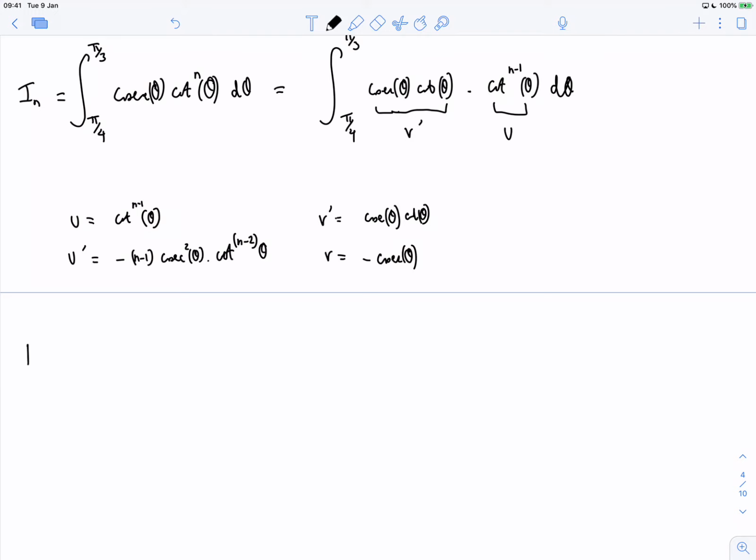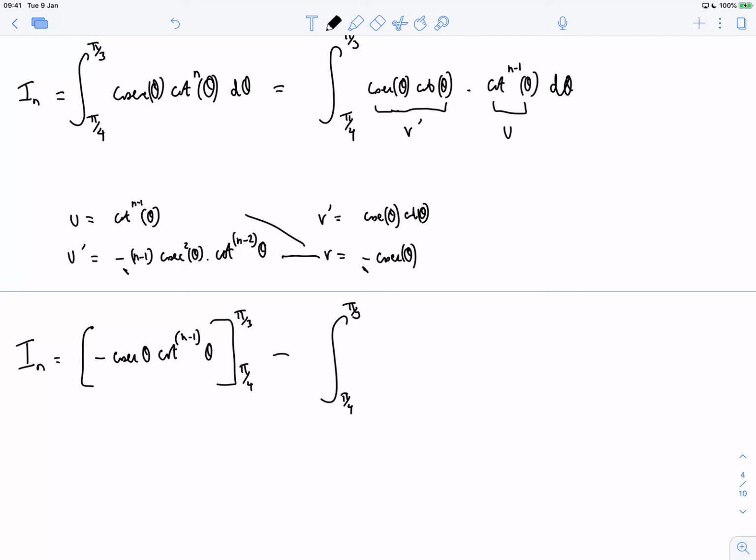Okay, so that means I of n will become u times v. So I've actually got minus cosec theta times cot to the n minus 1 theta, and this needs to be evaluated between pi over 3 and pi over 4, minus the integral between pi over 3 and pi over 4 of v du. Well, the minus times this minus will cancel, so that's gone, but there's still a minus on the outside. I've got an n minus 1 on the outside, so that's n minus 1. And then if I think about it, I've got a cosec theta times a cosec squared, so that's a cosec cubed theta, and then this is times cot to the n minus 2 theta d theta.